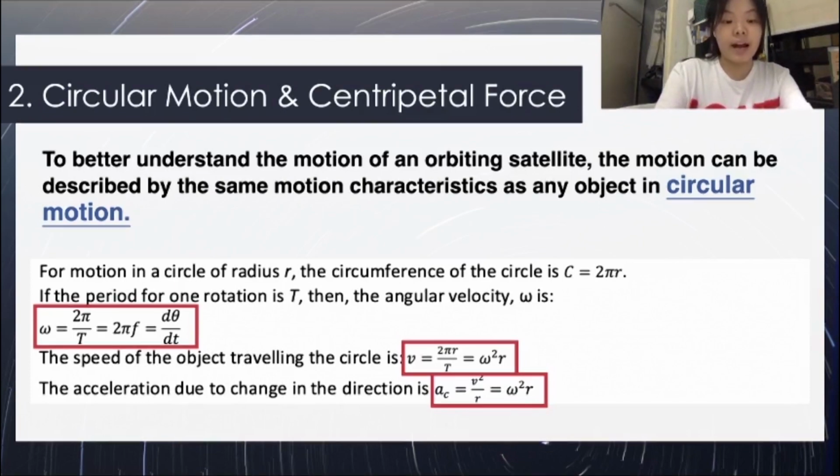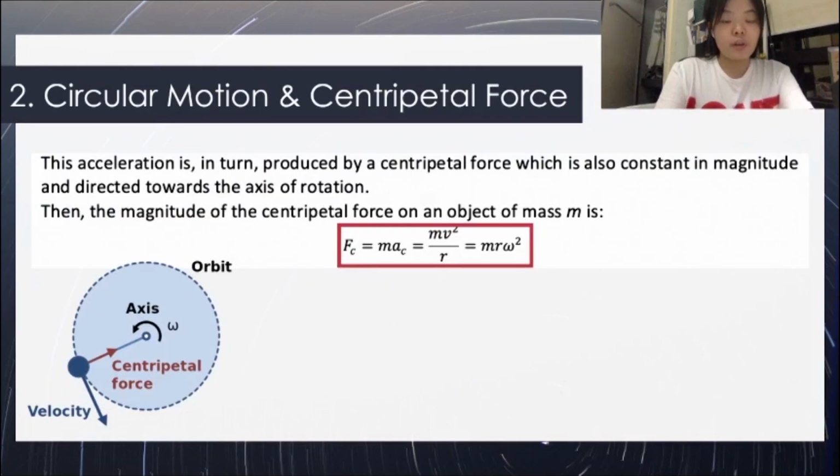So we can derive the acceleration due to the change in direction, which is v squared over r, or omega squared r. This acceleration is produced by a centripetal force, and it is constant in magnitude and directed towards the axis of rotation. By using Newton's second law, the centripetal force of an object with mass m equals m a_c, which equals m v squared divided by r, and also m r omega squared.